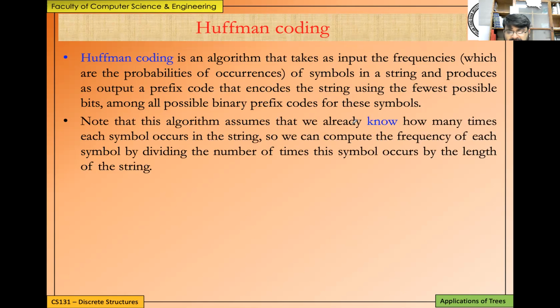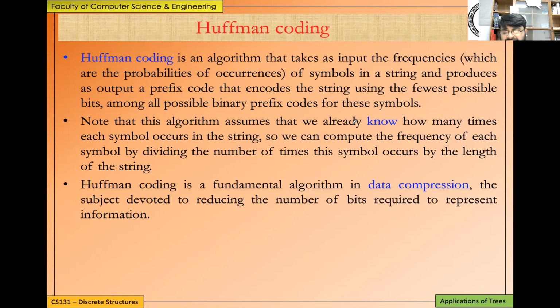Note that this algorithm assumes we already know how many times each symbol occurs in the string. So it calculates the frequency of the occurrence of a symbol in the string, so that it can then compute the frequency of each symbol by dividing the number of times the symbol occurs by the length of the string.